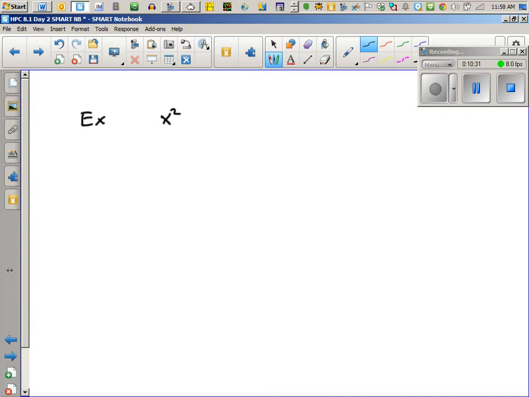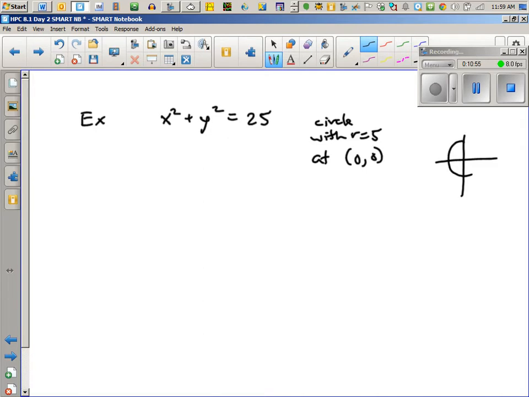x squared plus y squared equals 25 to polar form. That's a fairly ugly equation, but it's a circle with radius 5, and it's centered at 0, 0. In fact, we can graph it. It's really simple. Just basically looks like this.